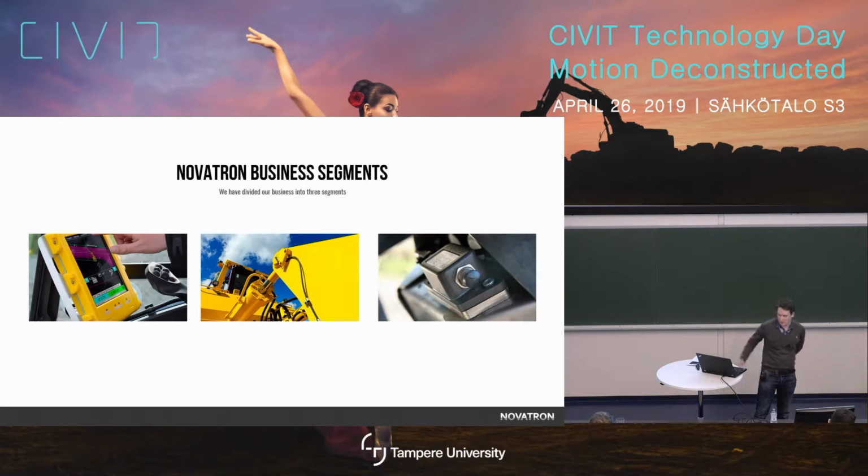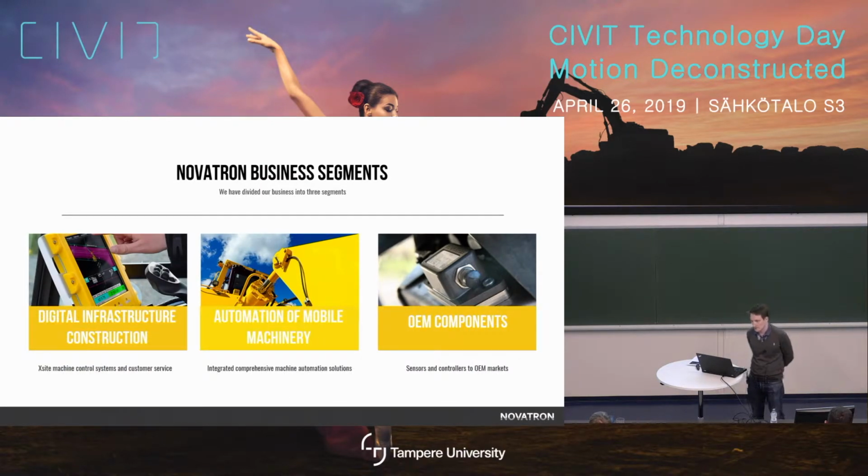And our business segments include the digital infrastructure construction, which is basically the machine control systems that you already saw. Then the second one is automation of mobile machinery. I will show you some examples at the end of my presentation also. And then the third one is the actual OEM components that we are developing and manufacturing in Pirkkala. So that basically includes the sensors and controllers. For example, the G2 IMU that we are using in our control systems.